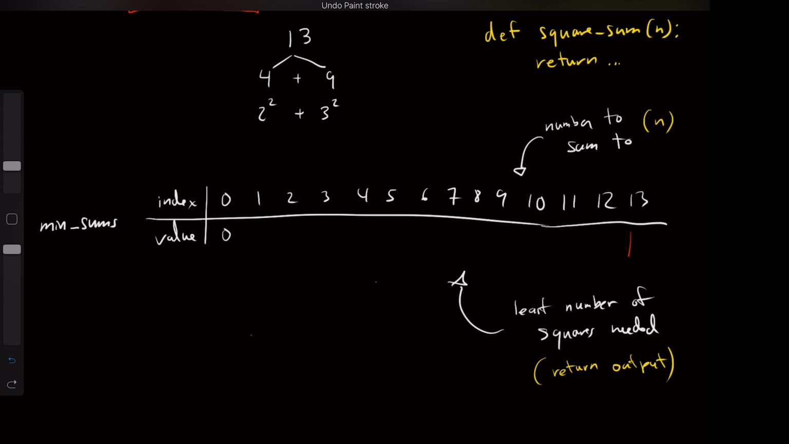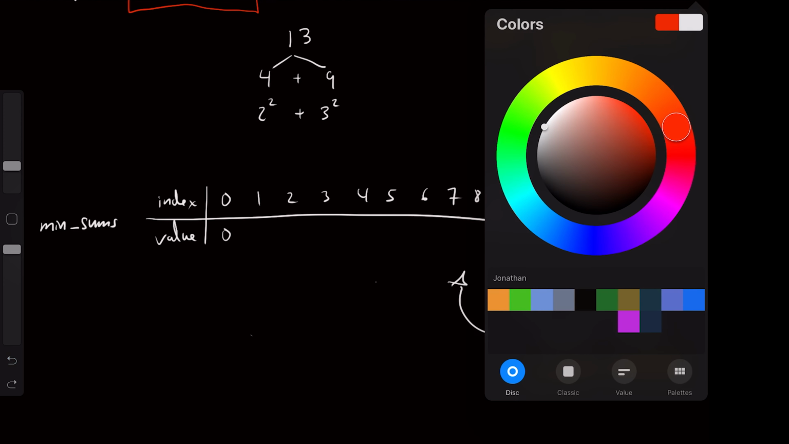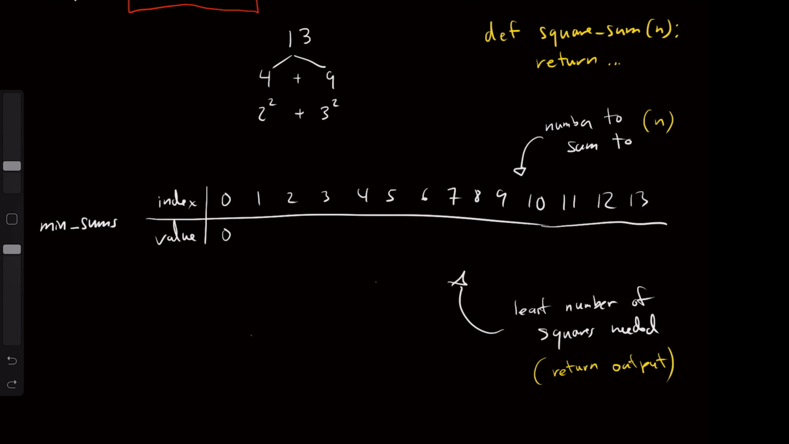We do something called dynamic programming, and how we do this is we compute for different indexes, which are different numbers to sum up to, and then with that we already have the information, and we use that information to be able to eventually get the answer for 13. Let me show you what I mean.